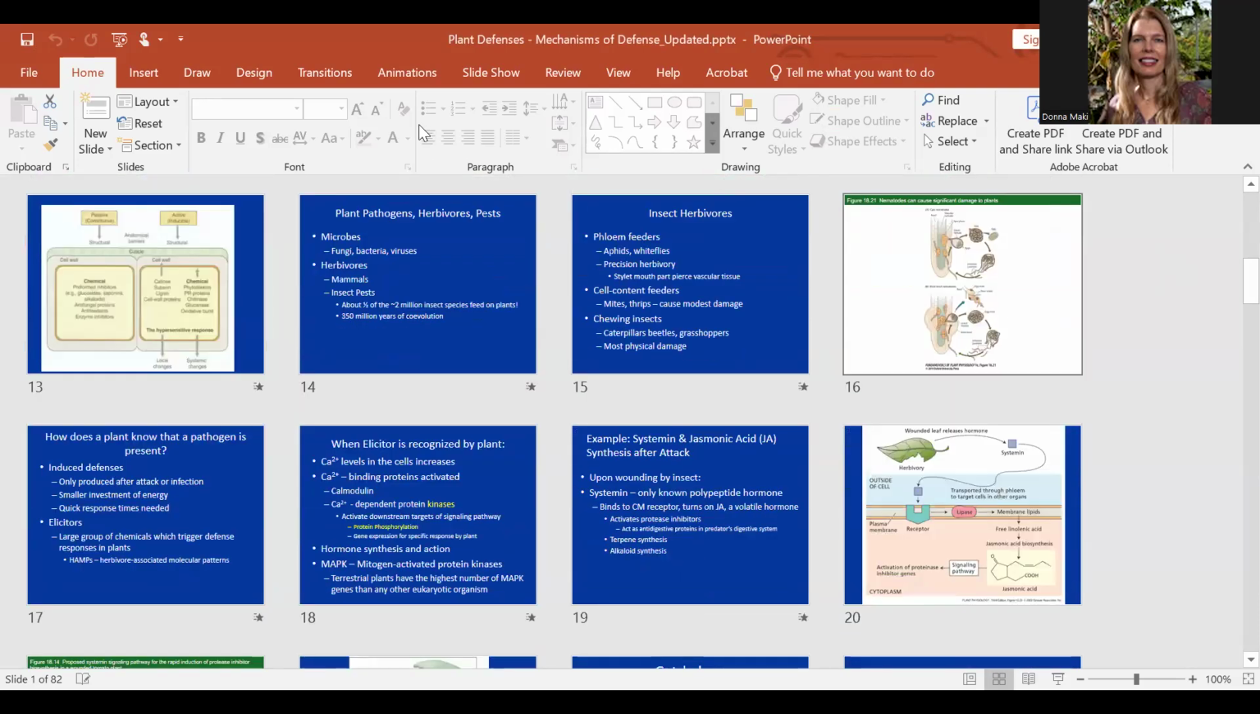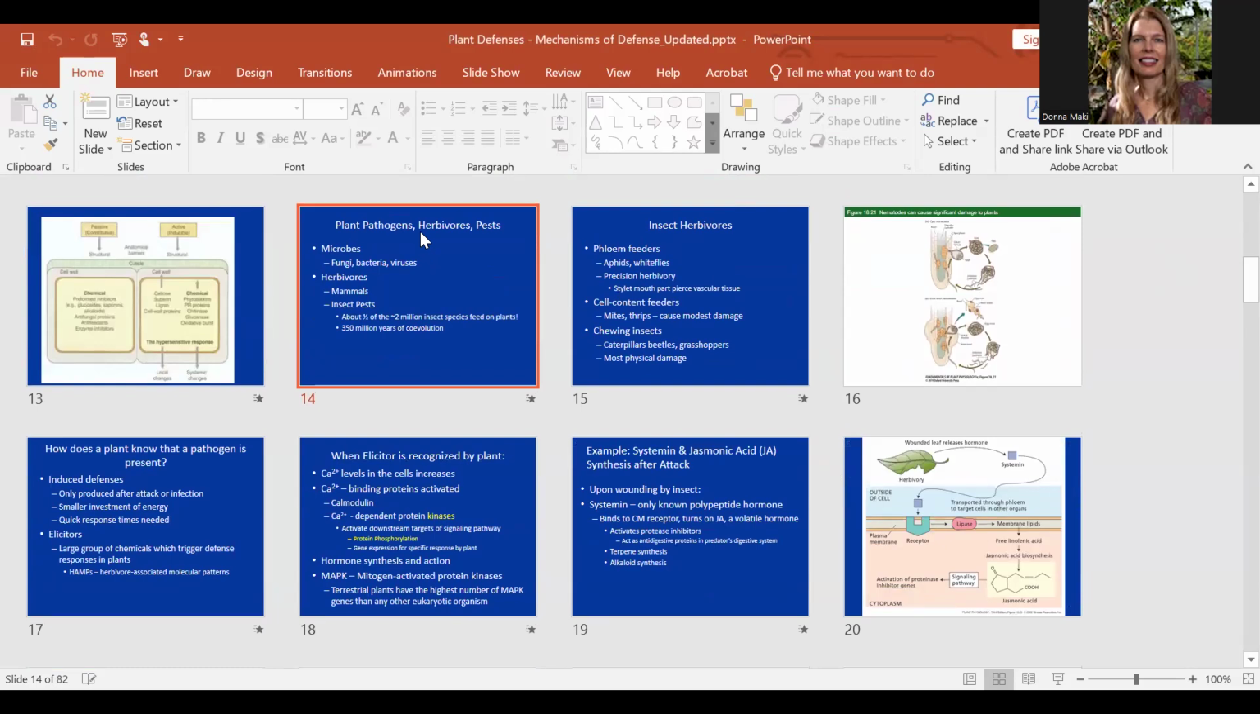But when you look at plant pathogens, herbivores, pests, we talked a little bit about them, like different ways of attacking, being herbivorous, whether they're phloem feeders, cell content chewing, please know the difference between those. But then we started looking at, okay, if an herbivore comes along, what does it do? So that's getting at, here it's showing slide 17, working your way forward where they're showing herbivory going on.